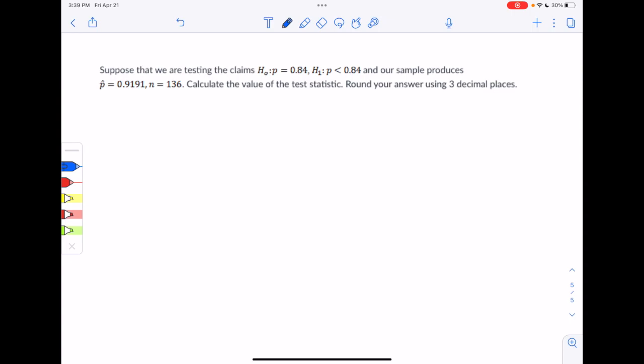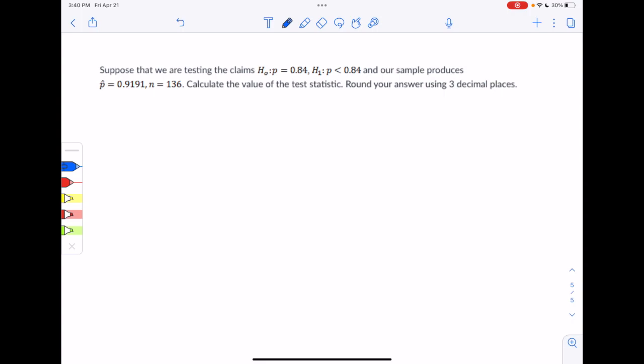This one is coming from the Chapter 9 review quiz. Suppose that we are testing the claim H0 is that P equals 0.84 against the claim H1 that P is less than 0.84 and that our sample produces a P hat of 0.9191 and we're using a sample of size 136. Let's calculate the value of the test statistic and round our answer to 3 decimal places.